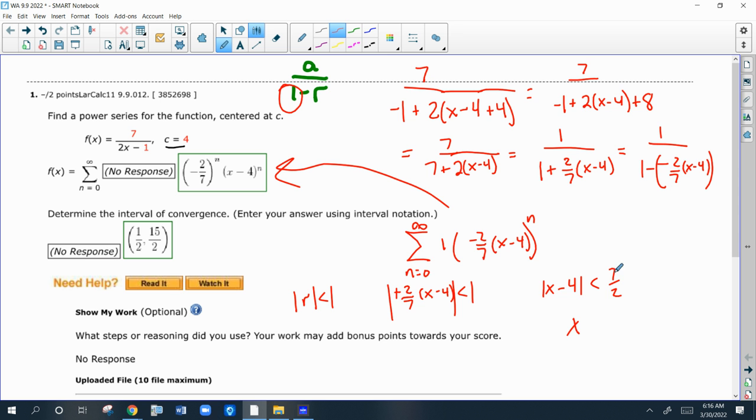x must be 7/2 before 4 and 7/2 after 4. So we have 4 minus 7/2, which is 8/2 minus 7/2, and 7/2 plus 4, which is 8/2 plus 7/2, and there's my interval of convergence.